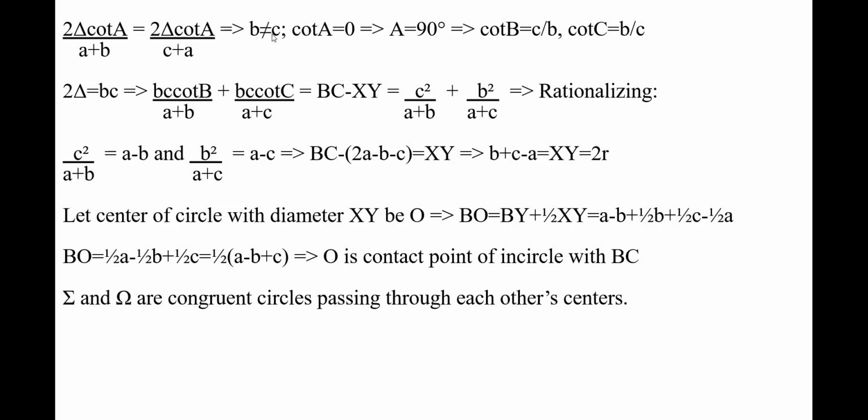And now that we have B is not equal to C, because in the question it was given that it was a scalene triangle, we have A plus B is not equal to C plus A, and 2 delta just cancels out because it can never be 0. It's only 0 for a degenerate triangle, which we're not working with. So the only possibility is when cot A is 0. And cot A is 0 when cos A is 0, which happens only when A is 90 degrees. So basically, ABC is a right angle triangle.